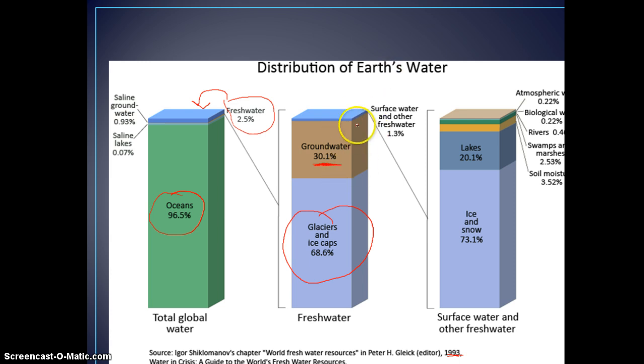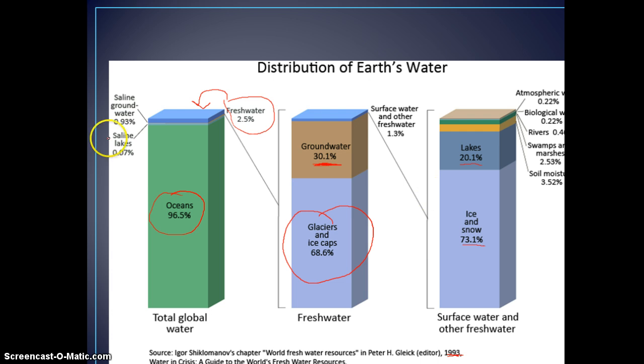So let's go to the tippy top again. So surface water, this little blue area up here, that's 1.3%. Surface water and other fresh water. So let's look at that 1.3% and expand that even more. So surface water and other fresh water. Ice and snow, 73.1%. Lakes, 20.1%. Then let's go into these tiny itty bitty little things here. So soil moisture, 3.52%. This guy right here. Swamps, marshes, and then rivers, biological water, atmospheric vapor.